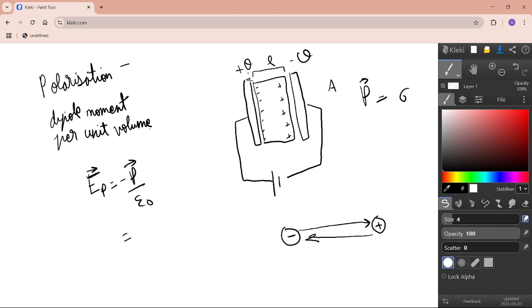Dipole moment, how much is that? If there's a charge, let's say minus QP, and there's a plus QP charge here, the dipole moment is of course QP times the length L, and per unit volume is length into length divided by area. That is sigma. I have derived it for a rectangular slab, but it is true for any surface in general.